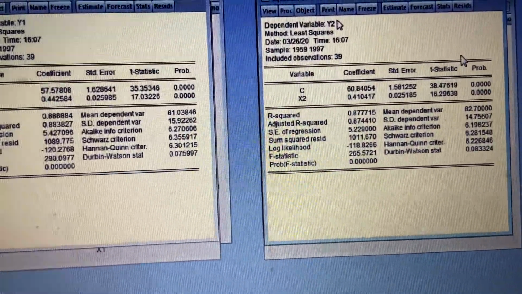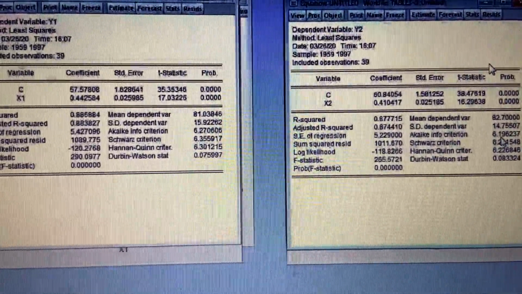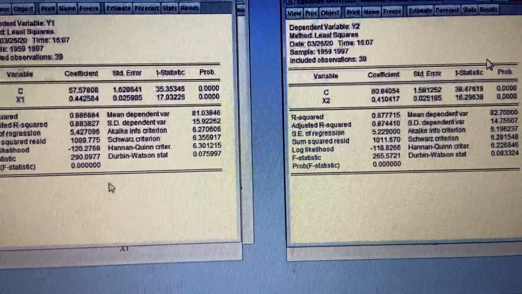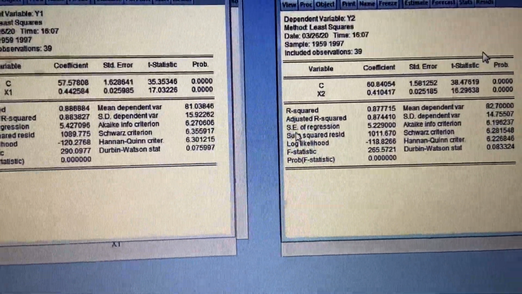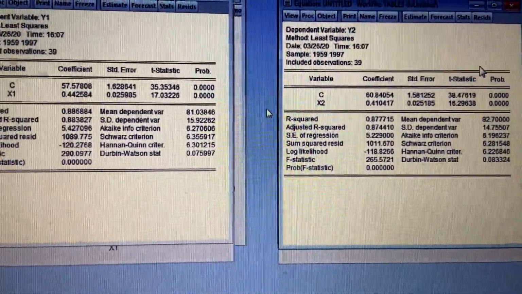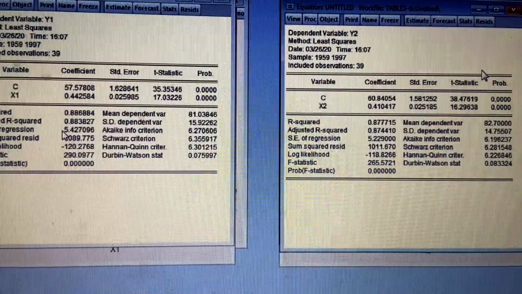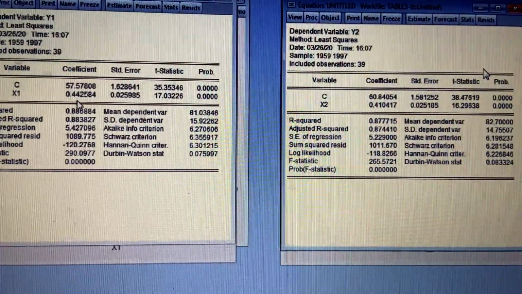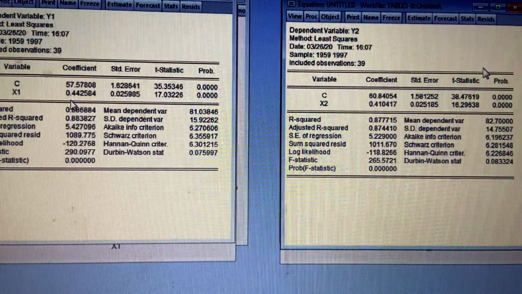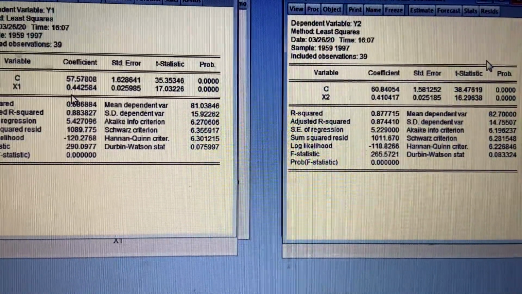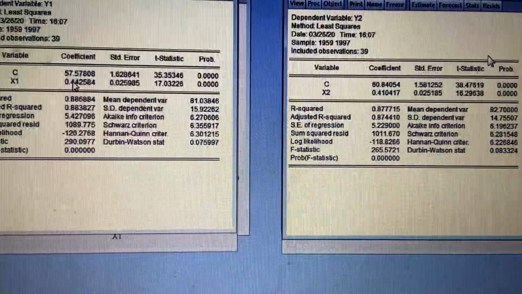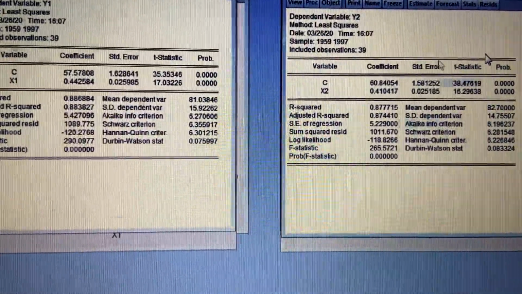So could you please interpret for me? The interpretation question is always on the examination. So please interpret for me, then paste it and write it down on the chat box. Please interpret these two tables for me, class.